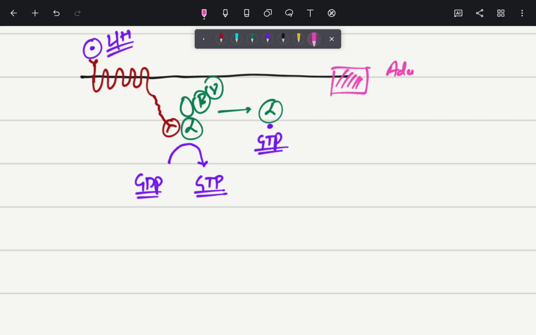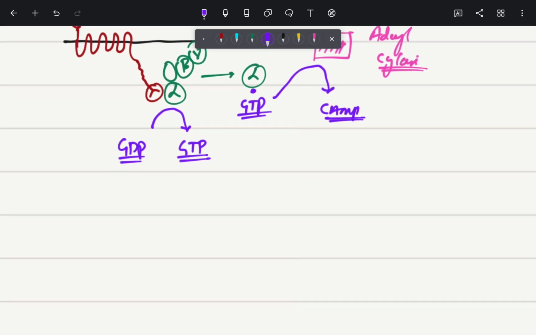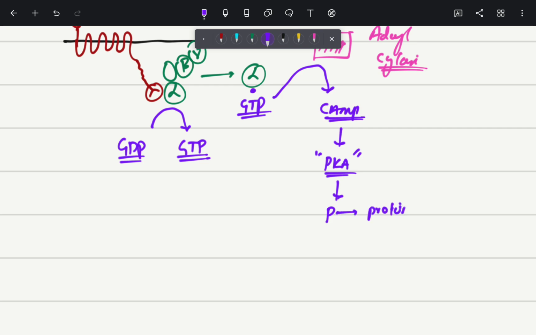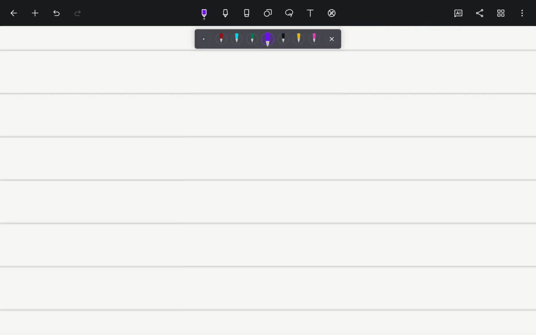Now this complex is your adenyl cyclase. Okay, now this adenyl cyclase will convert the guanine triphosphate into cyclic AMP. Cyclic AMP will go and activate the protein kinase A. This protein kinase A will do phosphorylation of the proteins. Okay, so this one is a little bit complicated, so I will break it down for you guys.